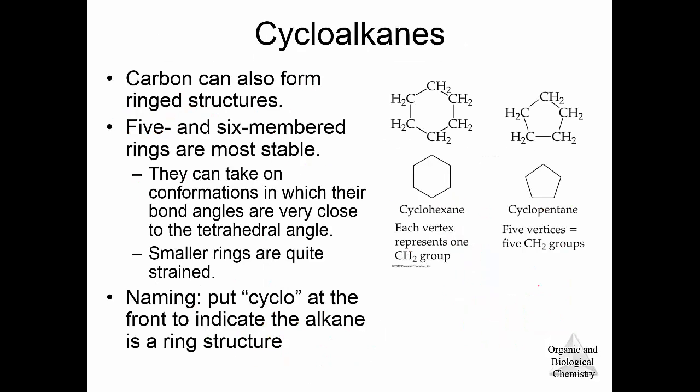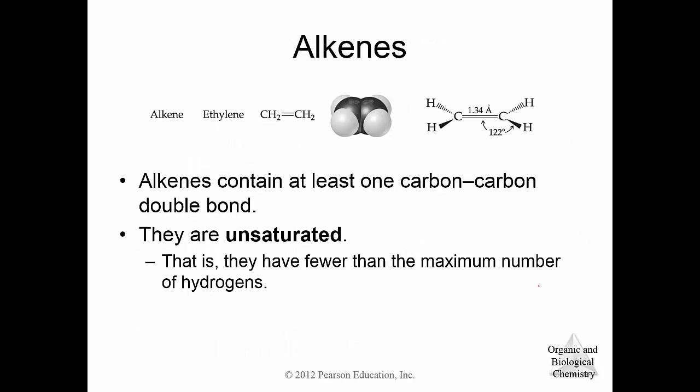You can have cycloalkanes. So for example, hexane would be 6 carbons in a straight chain. Cyclohexane would be 6 carbons linked up in a ring. You tend to see this most commonly with 5 and 6 membered rings. Those are most stable and give you the best angles. Smaller rings tend to be really strained, so they're not as common. And with naming them, you just put the word cyclo in the front.